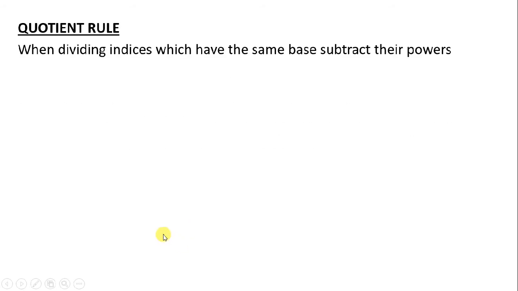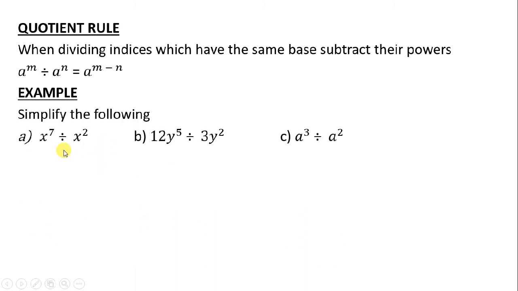Another rule is also known as the quotient rule. The word quotient means the answer you get after dividing. So we are saying when dividing indices which have the same base, subtract the powers. As simple as that. So if you are given a to the power m divided by a to the power n, what are we supposed to do? Subtract the powers. You are going to say a to the power m minus n. As simple as that. Let's look at an example.